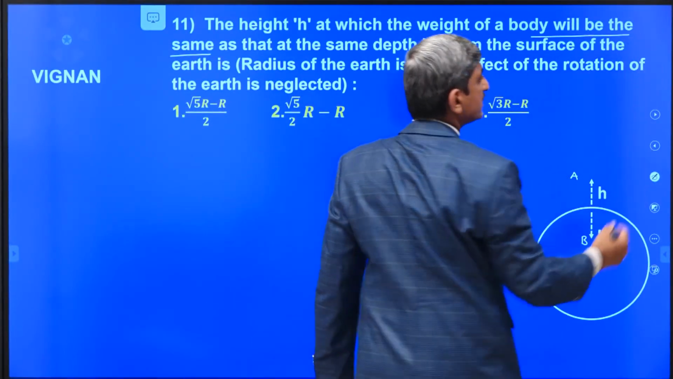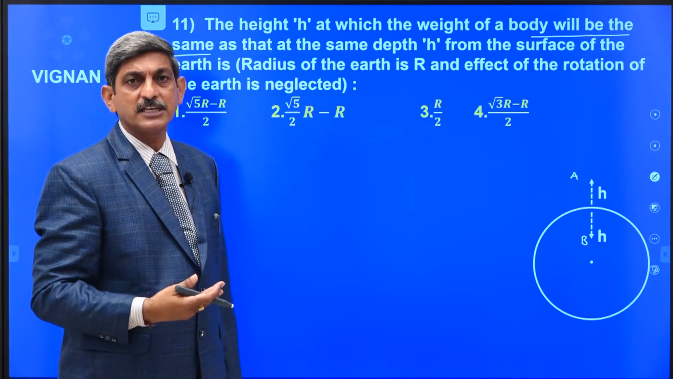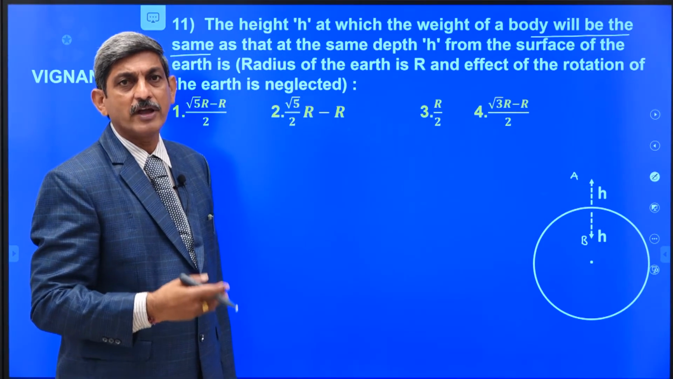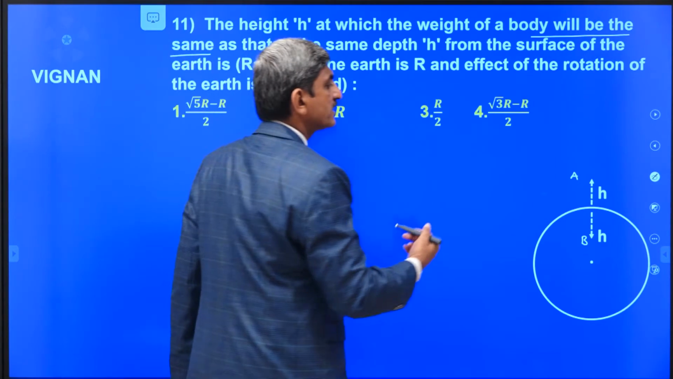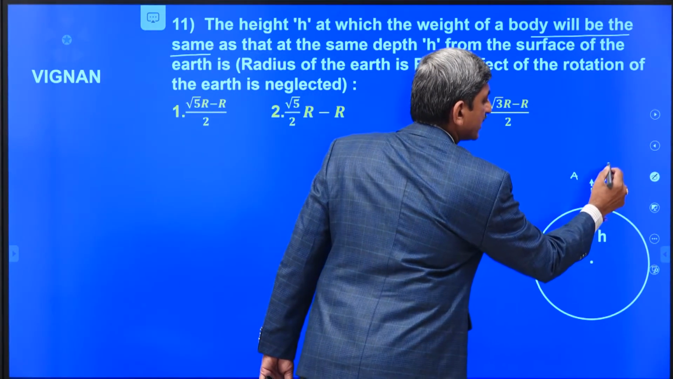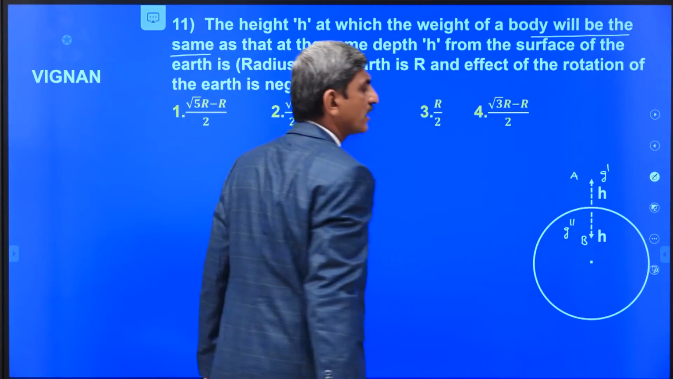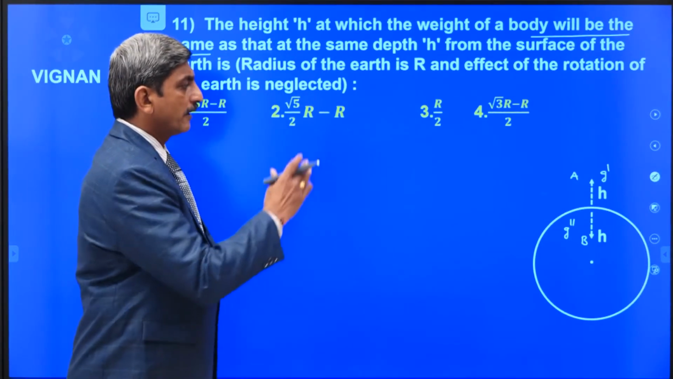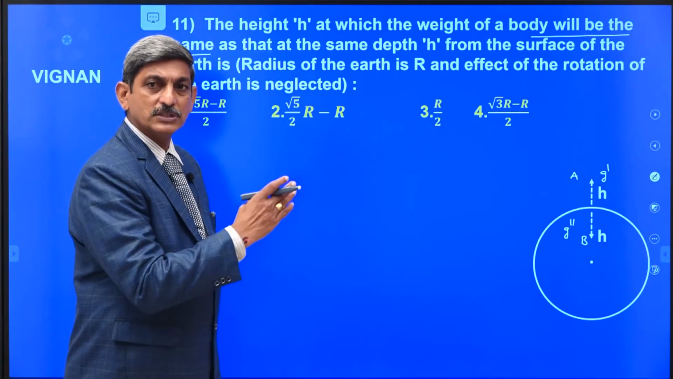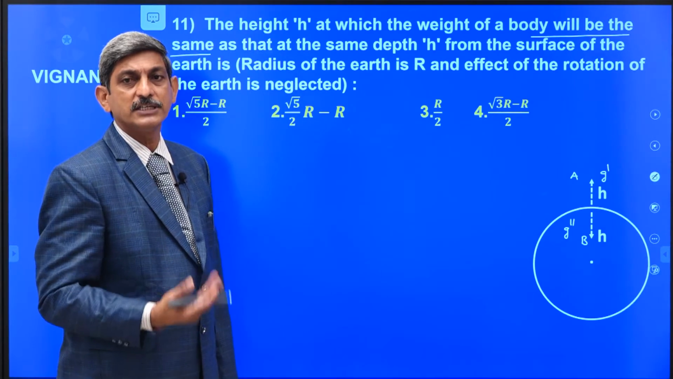Weight of the body means W is equal to mg. If the weight of the body is the same, then the acceleration due to gravity value is also the same. That means in the problem, the height is equal to the depth, and the acceleration due to gravity at these two places is also equal, that is also given. Now by finding the g dash value and g double dash value, and equating the two values, we have to find out the h value.